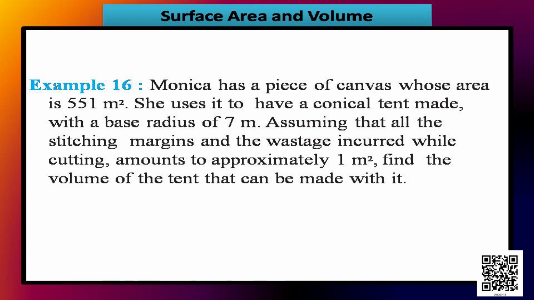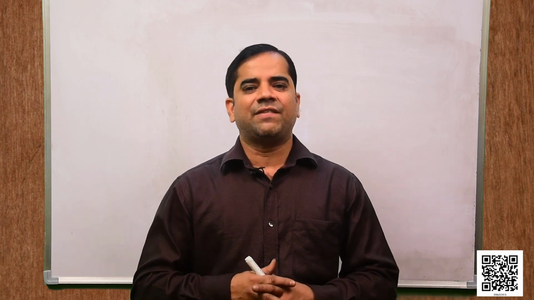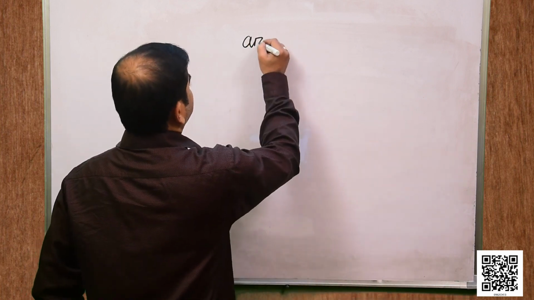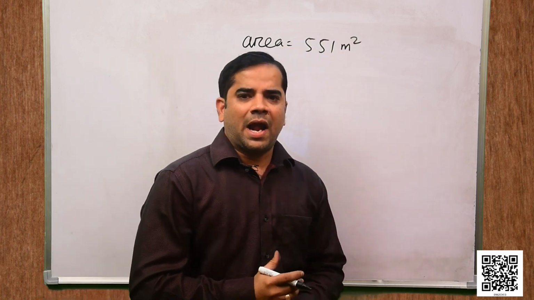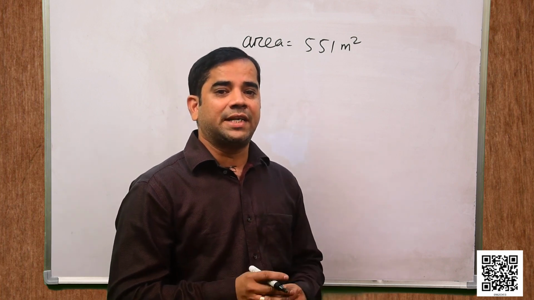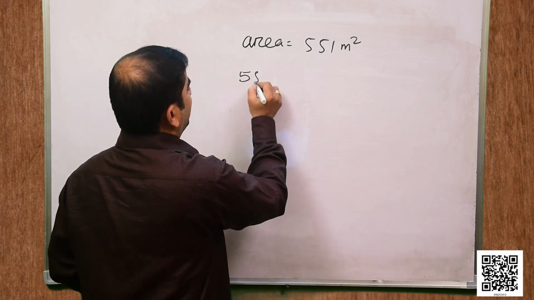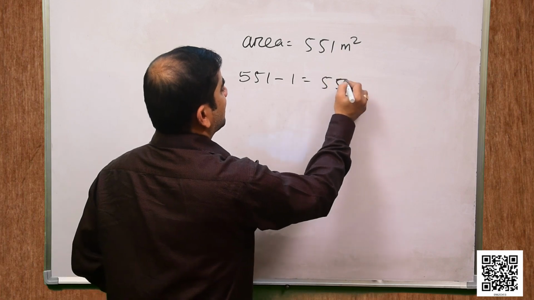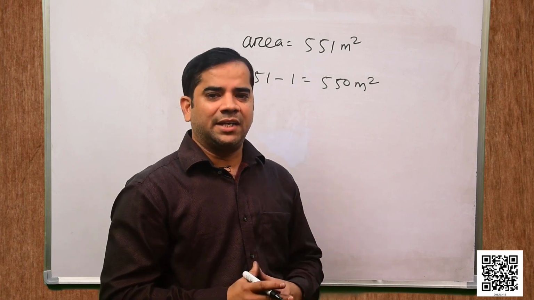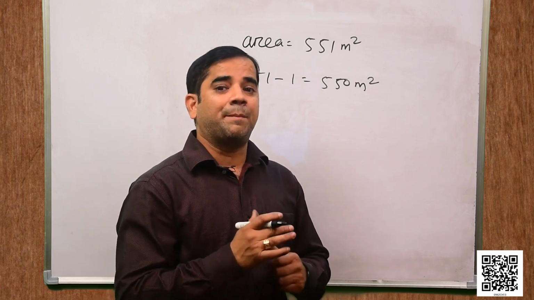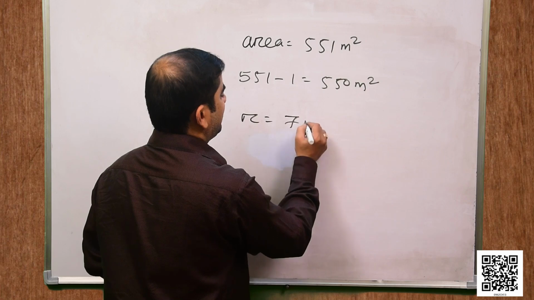Okay. So, let us discuss the solution. Students, area of canvas is given as 551 meters square. So, area is equal to 551 meter square. Okay. And area of the canvas lost in wastage is 1 meter square. So, the used area is equal to 551 minus 1, that is 550 meter square. Okay. Now, the surface area of the tent is equal to 550 meter square. The required base radius of the conical tent is 7 meter. So, r is given as 7 meter.